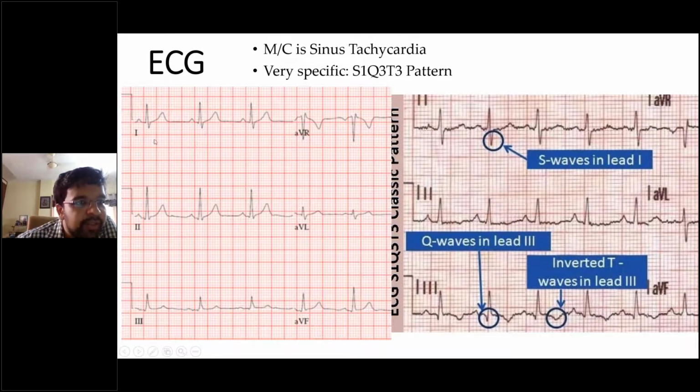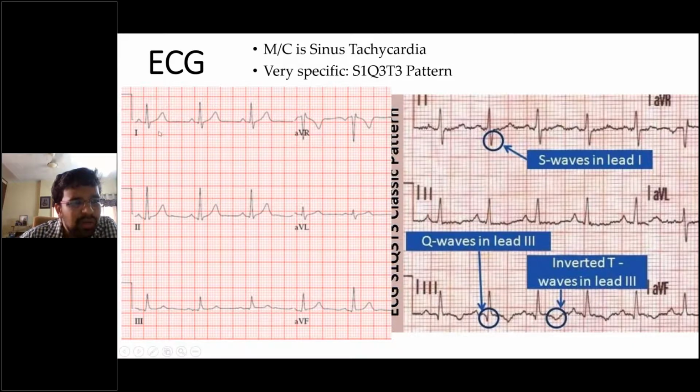ठीक है, इसमें heart rate बताओ कितना है? So this is the RR interval, 1 2 3, मतलब 1 2 3 4, approximately 3 या 4 boxes हैं. So 300 divided by 4 would be 75. So heart rate is 75, which lies within the normal range of 60 to 100. So इसमें there is no tachycardia.